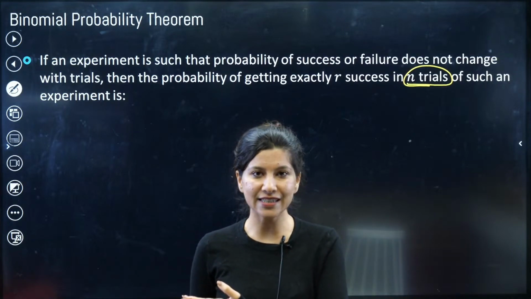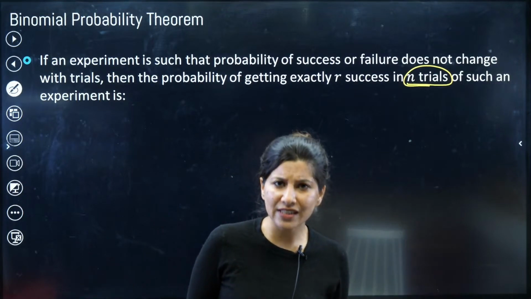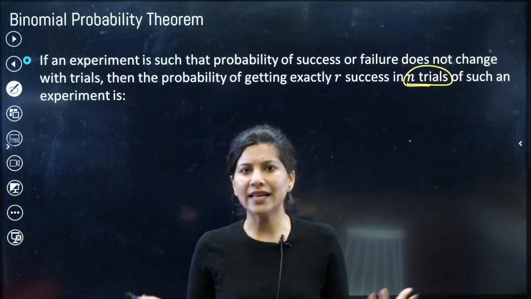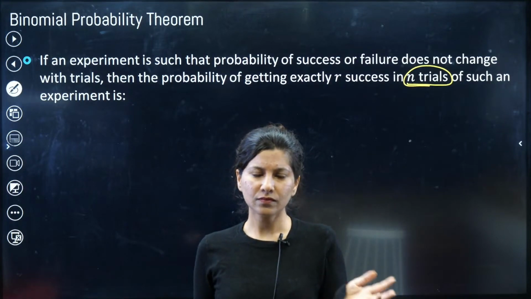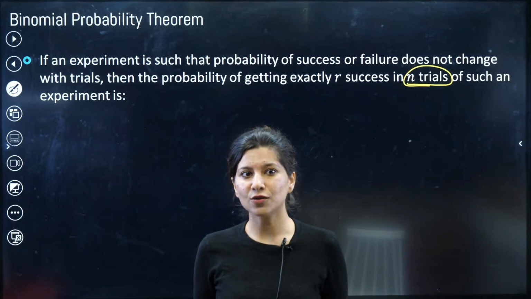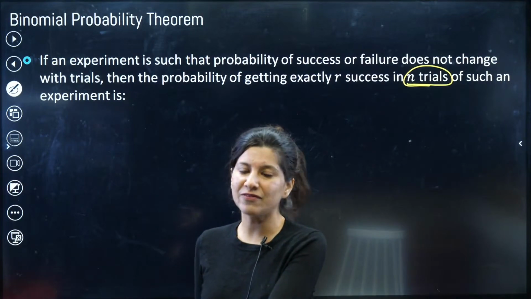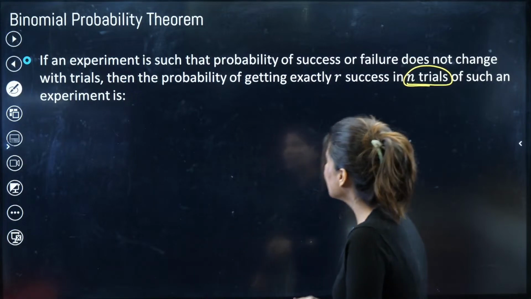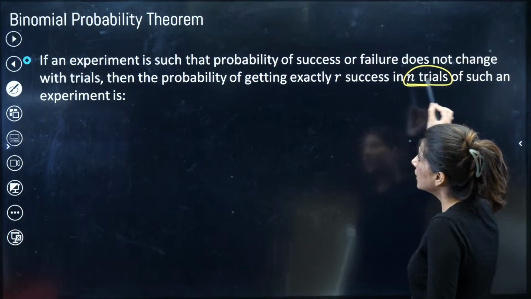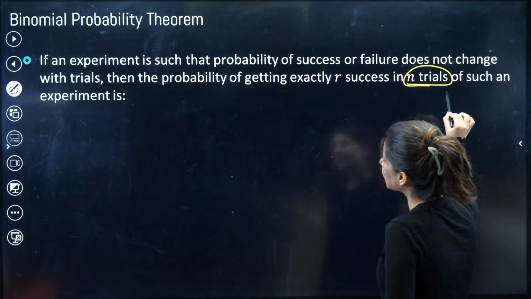Same thing if I am rolling a dice: 1, 2, 3, 4, 5, 6. I am rolling a dice n times. Sometimes I will get 1, I can get 2, 3, 4, 5, 6. Success and failure I can define as per the question. Suppose getting an odd number is success, 1, 3, 5. Getting an even number is automatically the rest, a failure. If an experiment is such that the probability of success or failure does not change with trials, then the probability of getting exactly r successes is what?